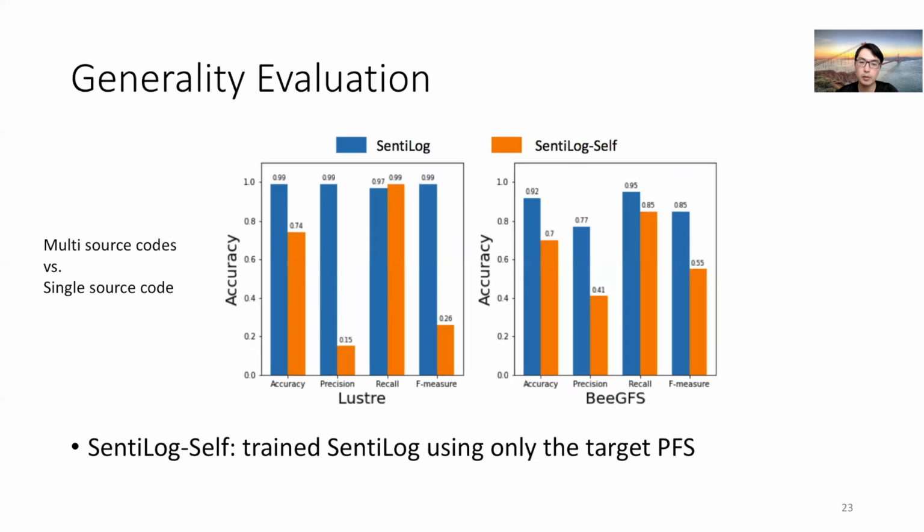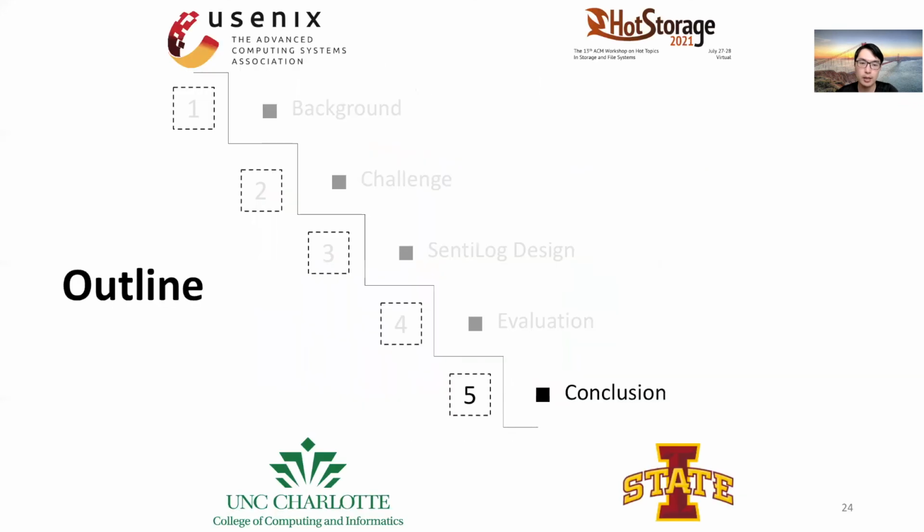Here is a comparison between SentiLog and SentiLog-self. SentiLog-self trains SentiLog using only the target parallel file system instead of mixed parallel file systems. It can be treated as training on multiple source codes versus training on a single source code. It shows that using multiple source codes as training data can improve the performance clearly.